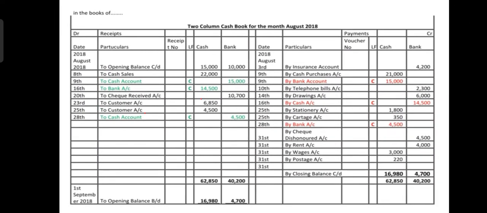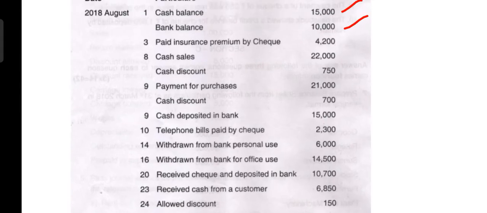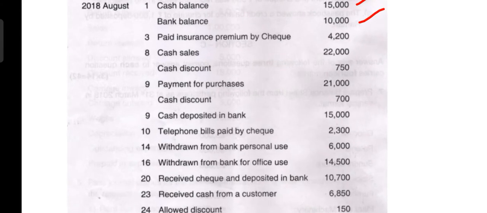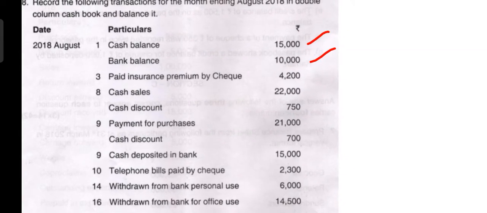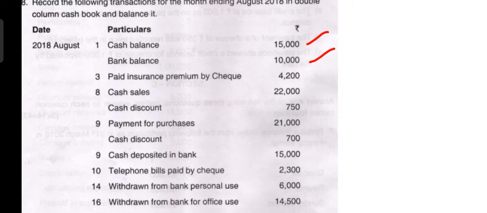Now let us go back to the transactions. Here a transaction is happening on 3rd. Paid insurance premium by check. The same principle we are going to follow here. If any receipt is made in the form of cash or check, we are going to write under receipt side. If received in the form of cash, record in cash column. If you receive in the form of check, record in bank column. One change is there that I will tell you when that type of transaction comes.